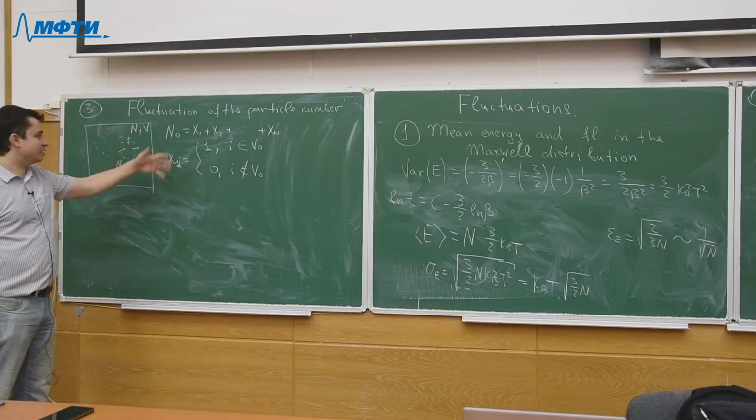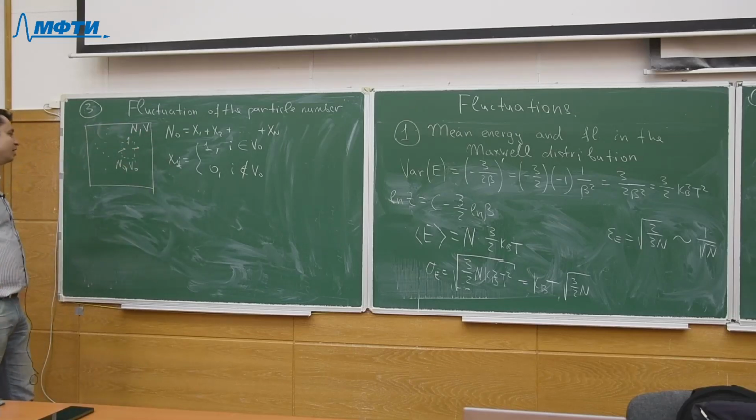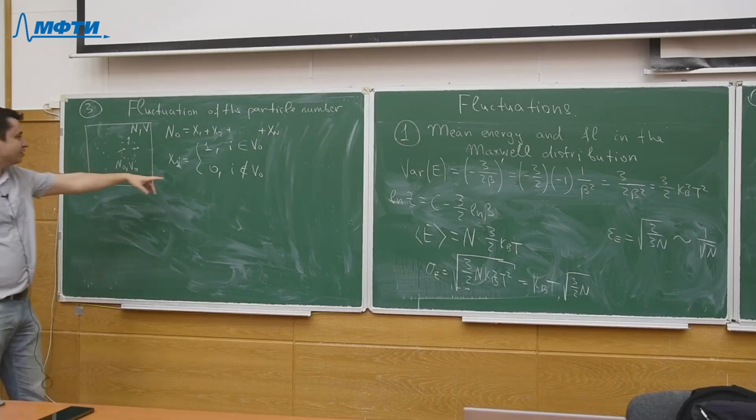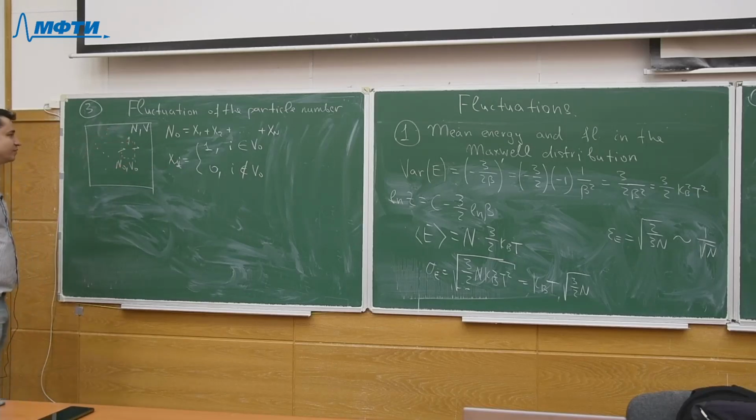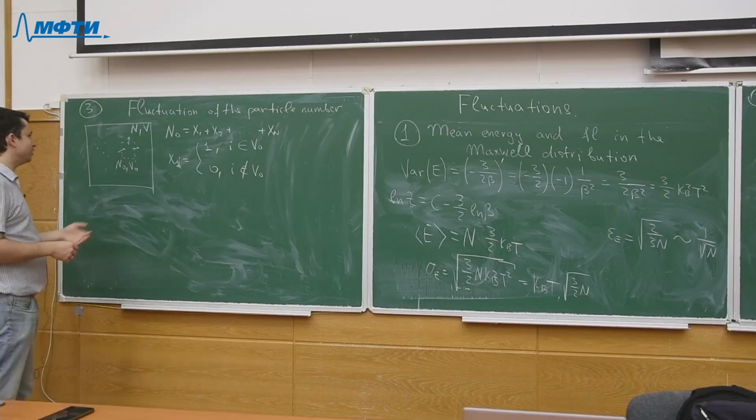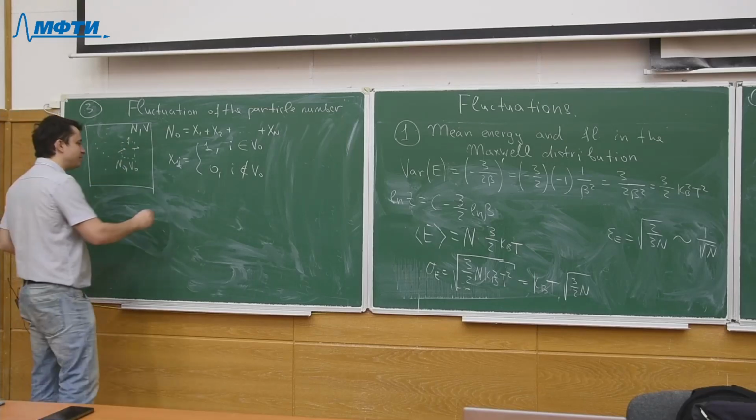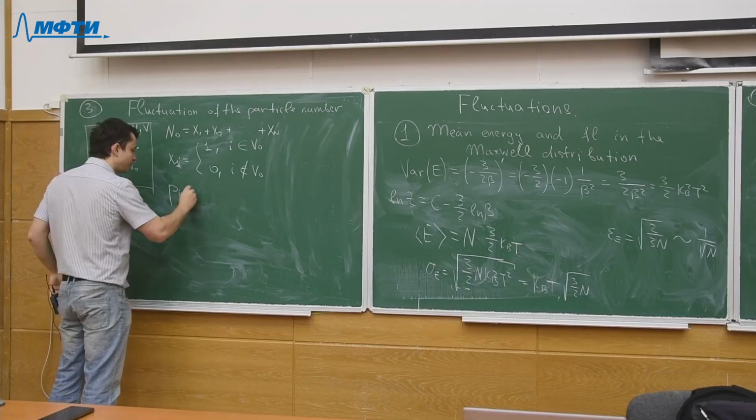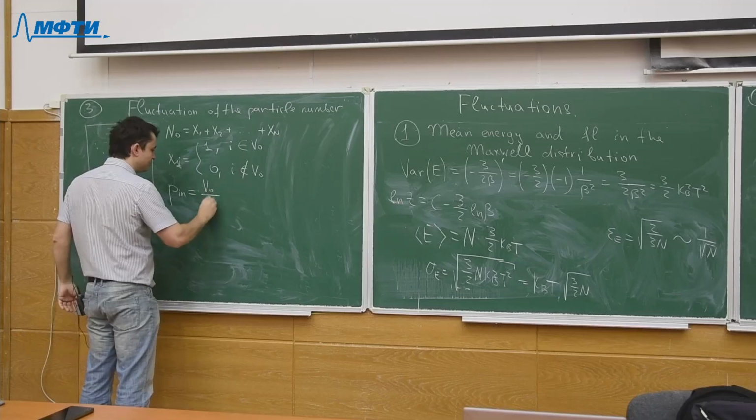Then, of course, if I sum up all of these numbers for all of the molecules inside my large vessel, inside my large volume, then that sum would give me exactly the number of molecules inside the selected volume. Of course, for each molecule, there is a certain probability to be inside the selected volume and to be outside. The probability to be inside is equal to the ratio of volumes, V0 over V.